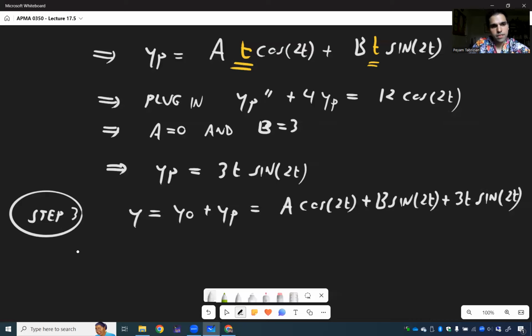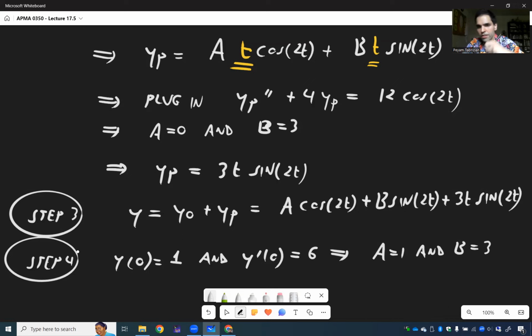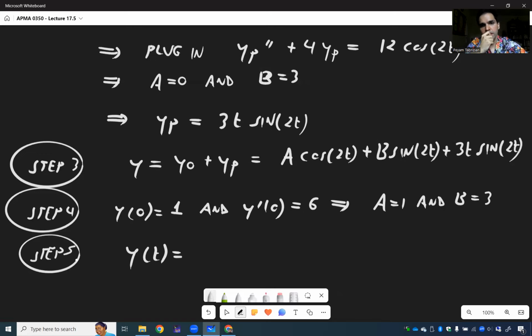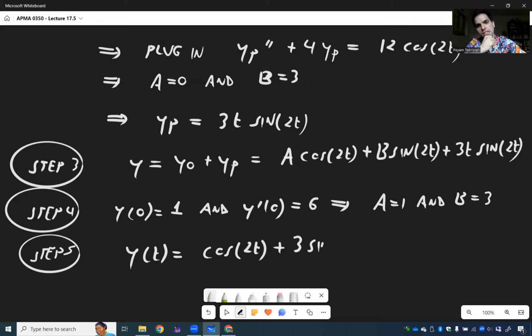And then, last but not least, you plug in the initial conditions. So y of 0 equals 1, and y prime of 0 is 6. And what you end up getting is a equals 1 and b equals 3. And therefore, our answer, in this case, y of t is cosine of 2t plus 3 sine of 2t plus 3t sine of 2t.